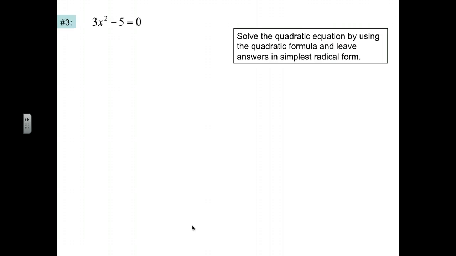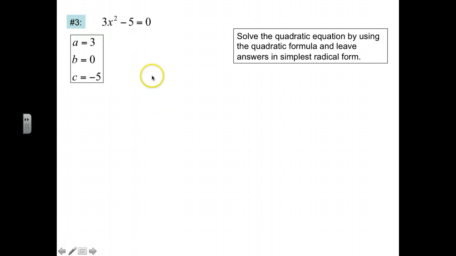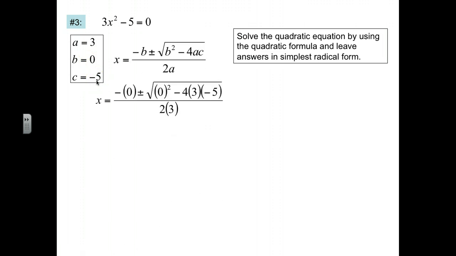Solve the quadratic equation by using the quadratic formula and leave your answer in simplest radical form. It's equal to 0, so that's perfect. 3, 0, -5 are my a, b, and c. I use my quadratic formula and substitute these. Once I have that, I get x equals 0 plus or minus the square root of 60. Remember, plug everything under your radical sign into the calculator.